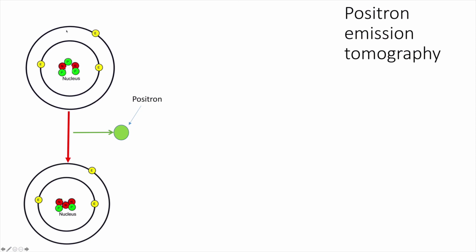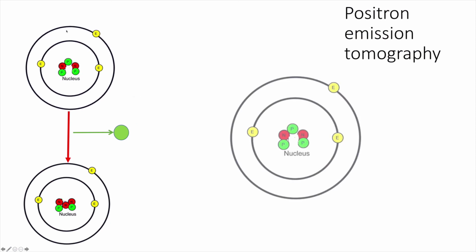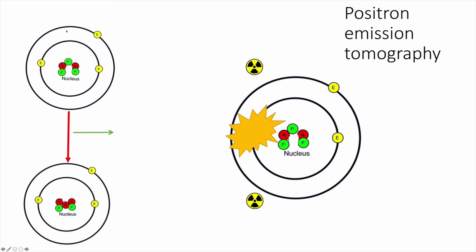And when this positron is released and gets flung out, it might start to collide with an orbiting electron in an adjacent atom. And when it collides with an adjacent electron, it forms an annihilation. They annihilate. And at this annihilation, what gets released are 2 gamma photons, perfectly perpendicular to each other, released in opposite directions.